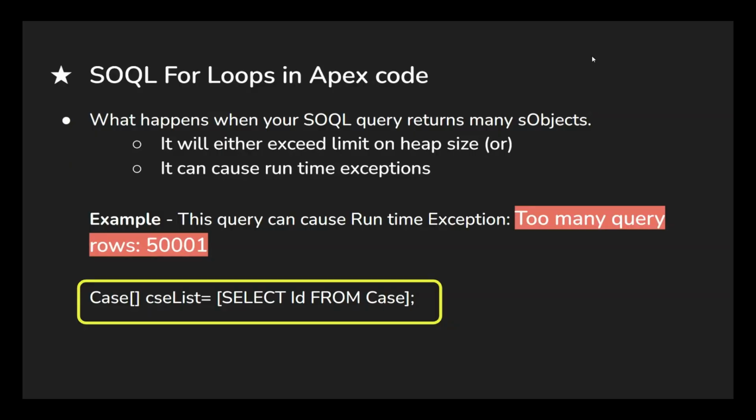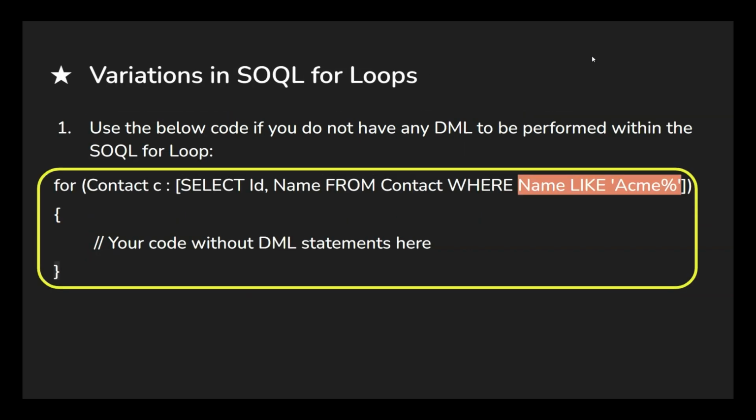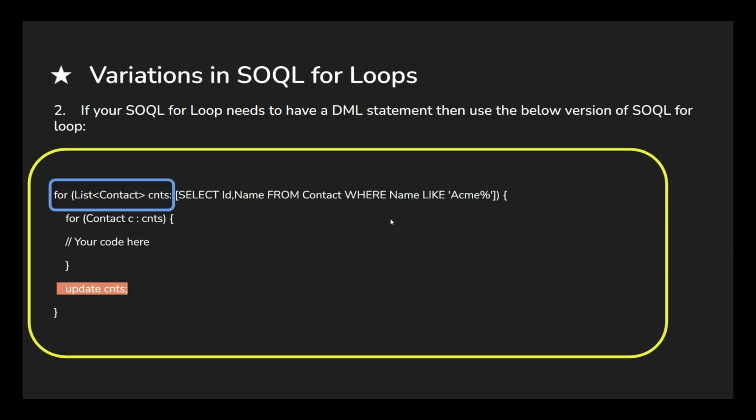To resolve this, we need to use a SOQL for loop instead, since it can process multiple batches of records. There are two variations for using a SOQL for loop. The below variation is for when you don't have any DML to be performed within the for loop. And when you have DML to be performed in the for loop, you need to use this syntax. Here, notice that we are declaring contact as a list of contacts, compared to the previous example where we declared it as a single sObject.